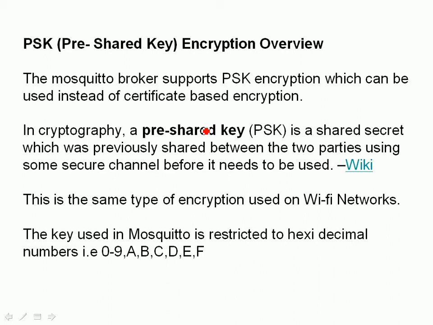We have a password, and in Mosquitto it's restricted to hexadecimal numbers, so we have to use 0 to 9 and A B C D E F for the password, or I should say the pass key. We have the same pass key on both broker 1 and broker 2, and they have to use the same key to communicate, and that key is used to secure the connection. I prefer this method because it doesn't rely on certificates and it's very easy to configure.